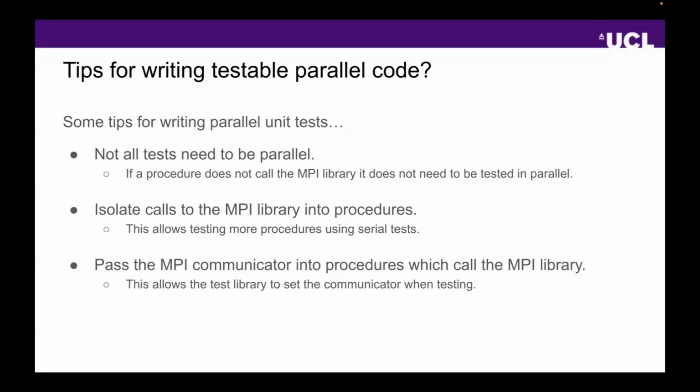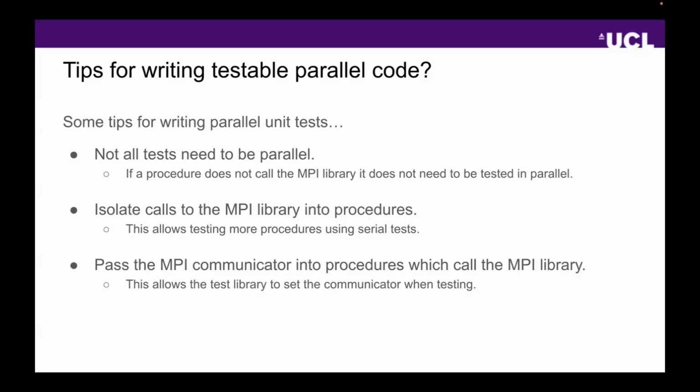writing testable parallel code. The first one being that you don't need all of your tests to be parallel. So if you're testing a function or a subroutine which doesn't call the MPI library, you don't need to use PF unit, you can use F unit because you'll control those inputs. You don't need to pass in the base MPI communicator, for example. And following on from that, try to do that. So if a subroutine or function doesn't need to call the MPI library, try and isolate that out. So have a function dedicated to, for example, exchanging a halo. Don't do that within something which you could make serial.